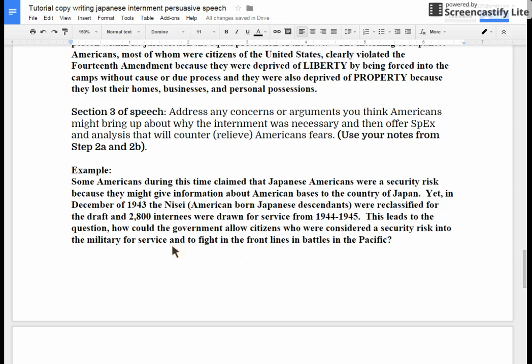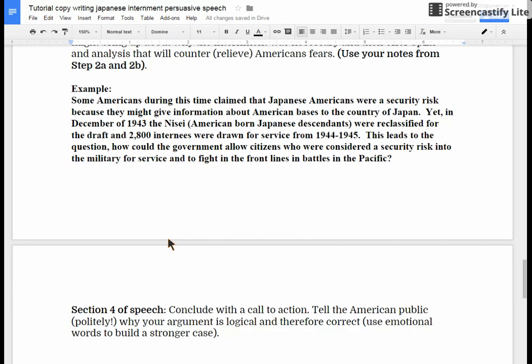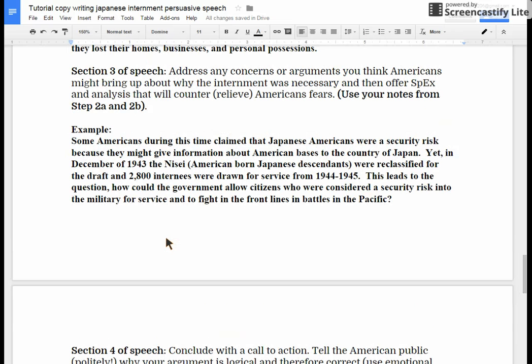Yet, in December of 1943, the Nisei, or the American-born Japanese descendants, were reclassified for the draft, and 2,800 internees were drawn for service from 1944 to 45. There's my evidence. Now, I need to keep going though, because I have to tell my reader why they are incorrect. This leads to the question, how could the government allow citizens who were considered a security risk in the military for service and to fight in the front lines in the battles in the Pacific?